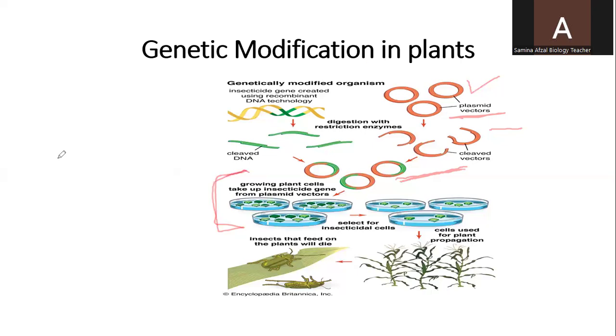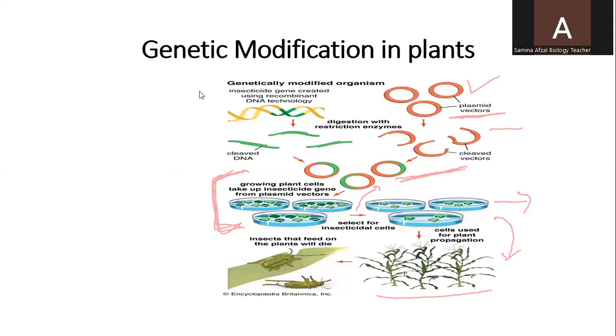So the plants which are growing will get all these plasmids into them, and then the scientists can select only those which have these recombinant insecticide genes in the cells. Then those cells can be grown, and they can change into plants. And these plants which will be grown by this method will be resistant to the insecticides. So in this way, the genetically modified plants can be produced.